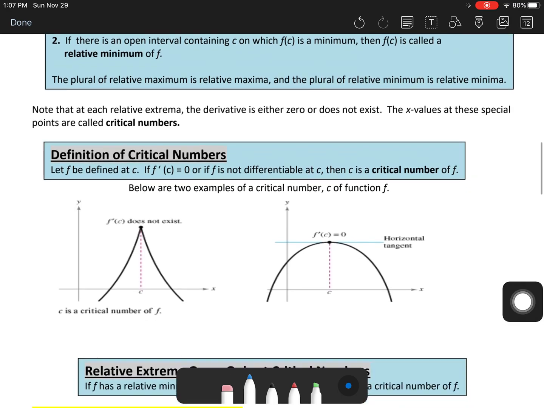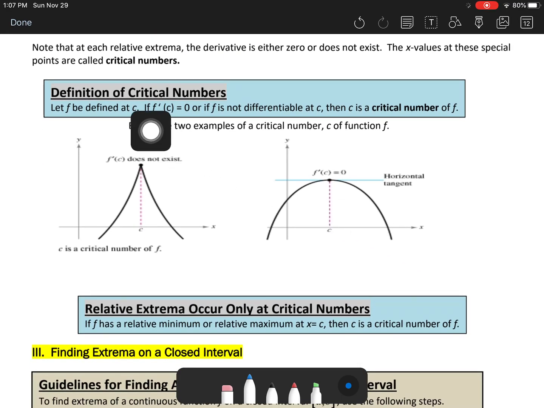Okay, critical numbers. Now this is important. It says let f be defined at c. If the derivative, so f prime of c, is equal to 0, or if it's not differentiable at a certain point c, or x coordinate c, then c is a critical number of f. So a couple of diagrams to illustrate what they're referring to here. This would probably be the most common. f prime of c equals 0, okay?